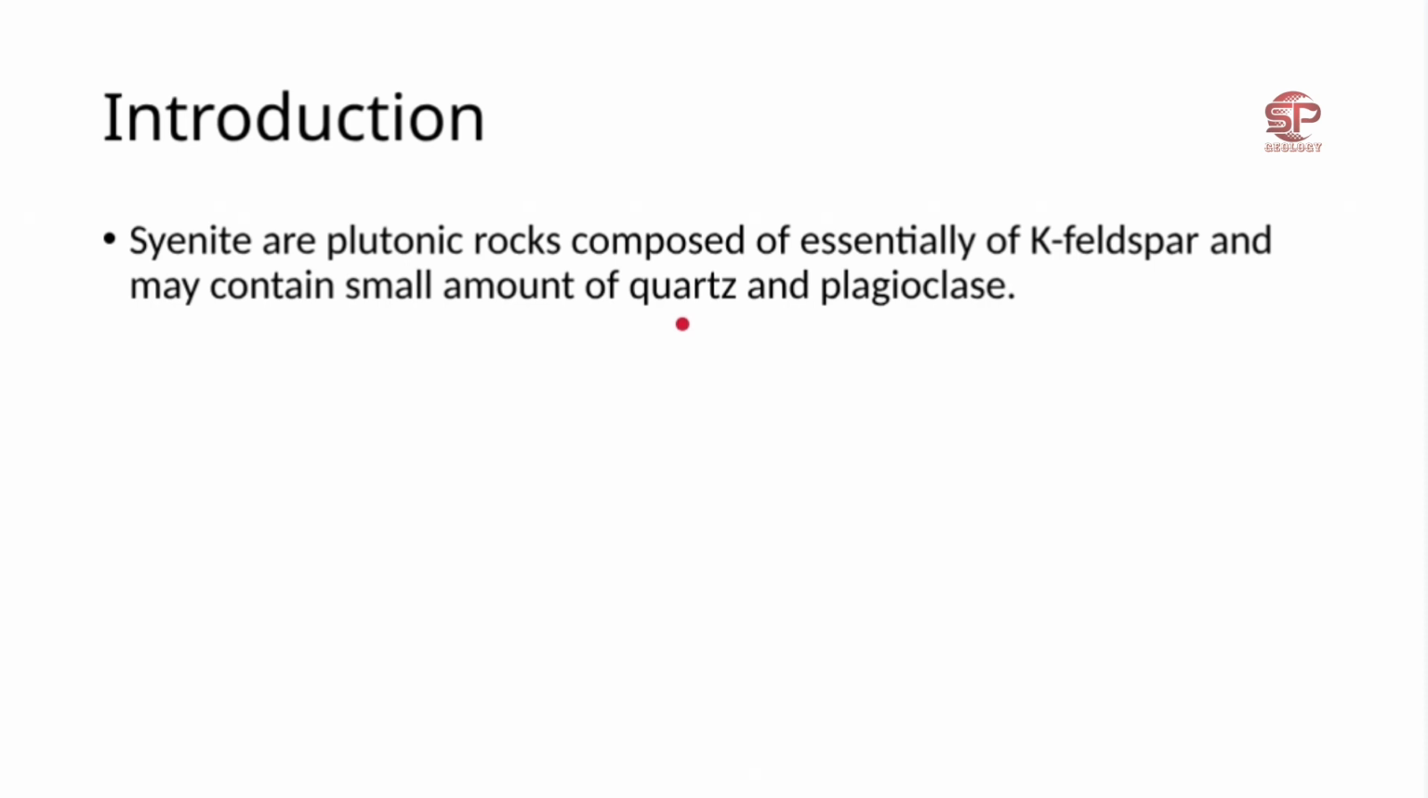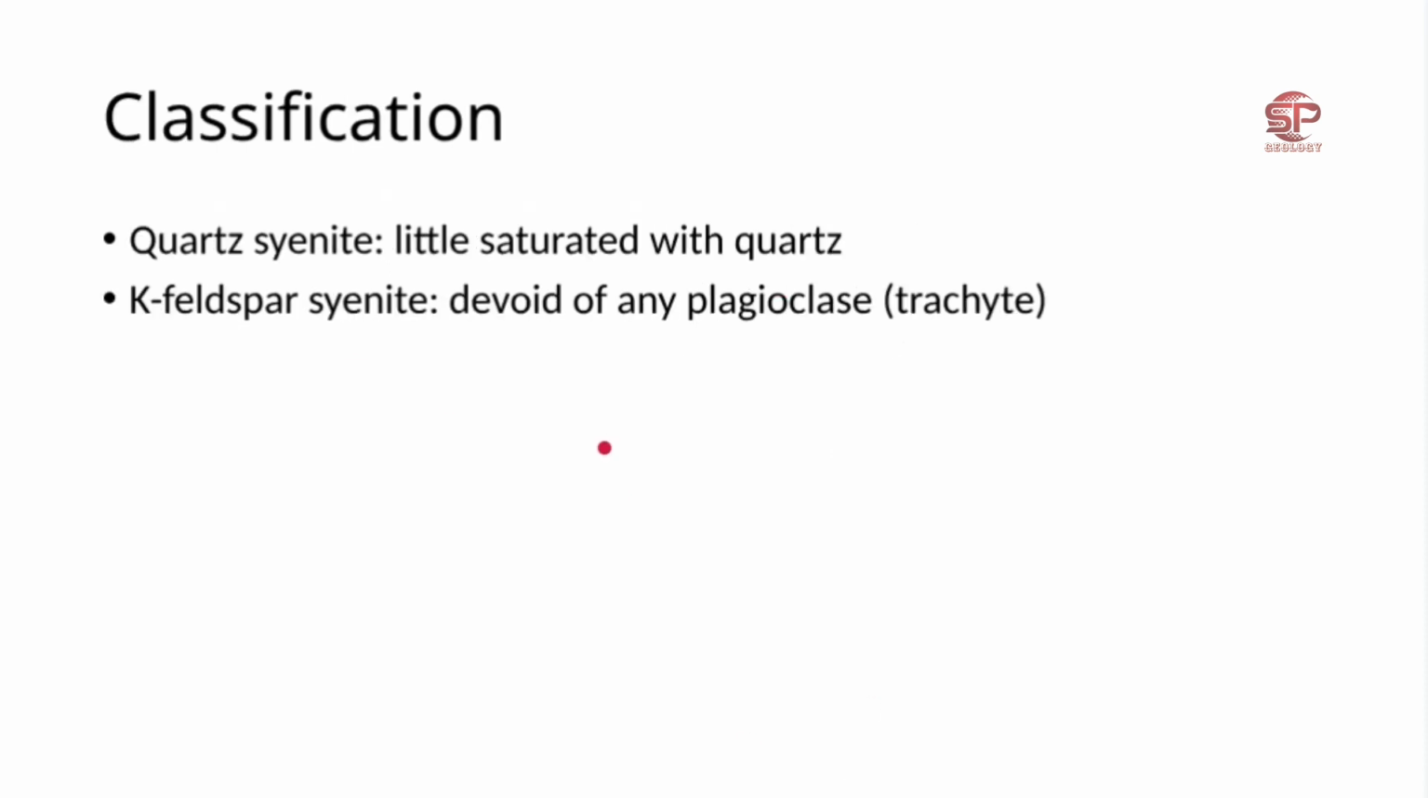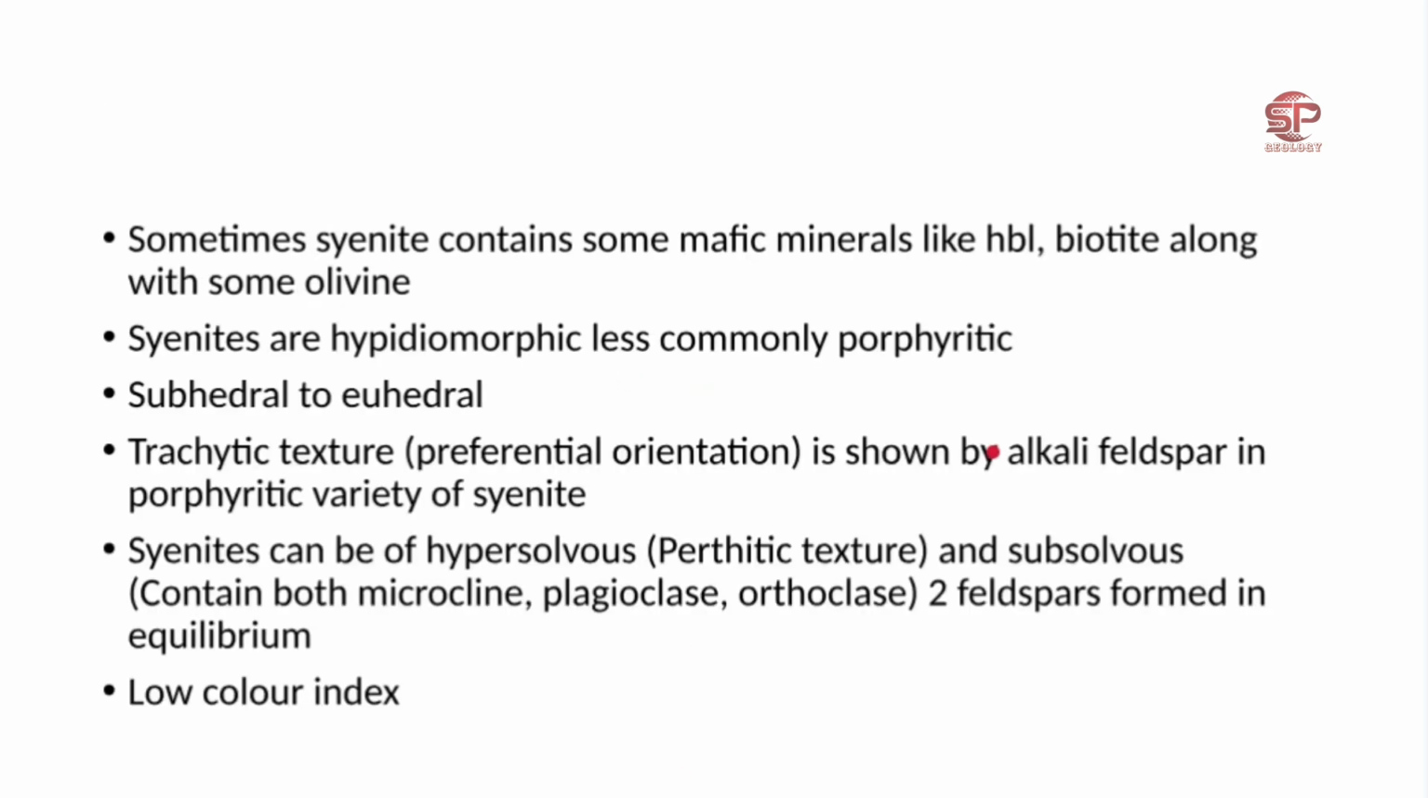So syenites are plutonic rocks composed essentially of potassium feldspar, and a lesser amount of quartz and plagioclase, as you know from the QAPF diagram. So quartz syenite, you can write this in your classifications. Okay, just write these classifications. I'll upload the slide with the classifications written. This is the classification I have already told you.